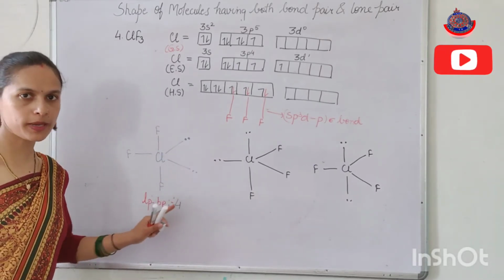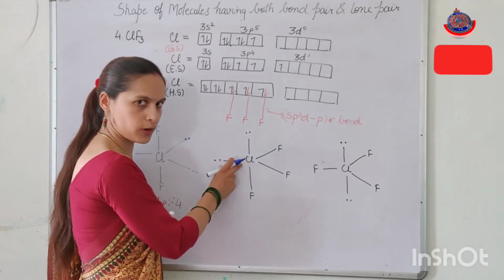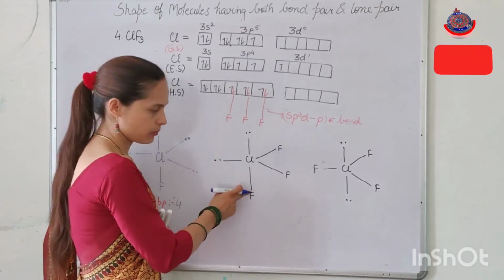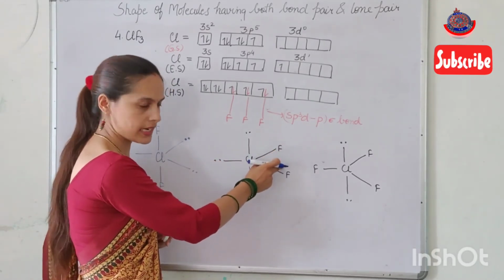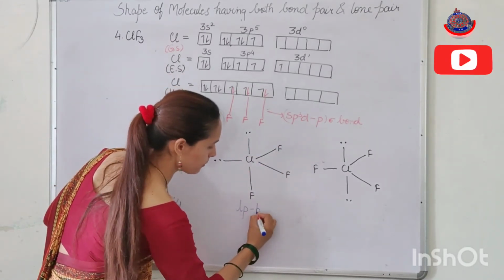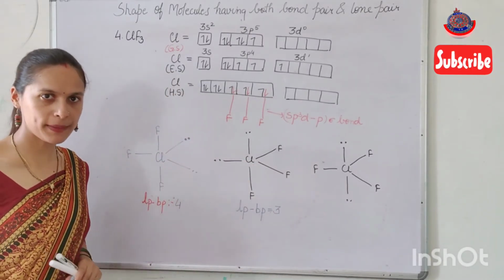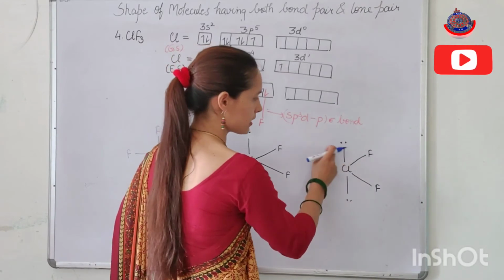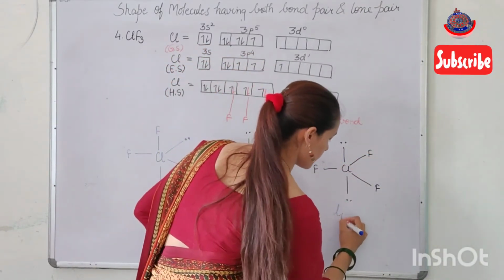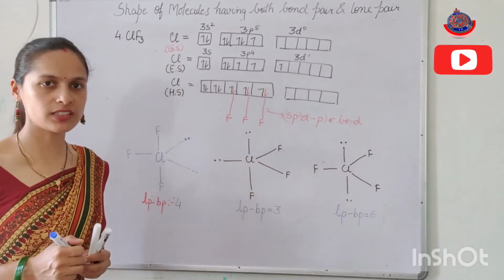In this, the lone pair bond pair repulsion is 4. Now if I talk about this, it is repelled by only this, because these two are present at 120 degrees, and this is repelled by these two. It means the lone pair bond pair repulsions are 3. In this one, it is repelled by these 3 and this one is repelled by these 3. So the lone pair bond pair repulsion is 6.